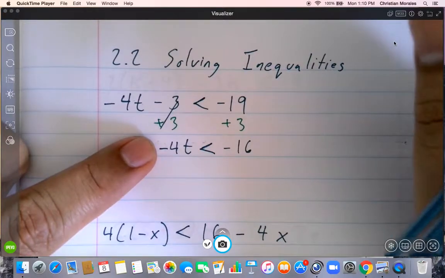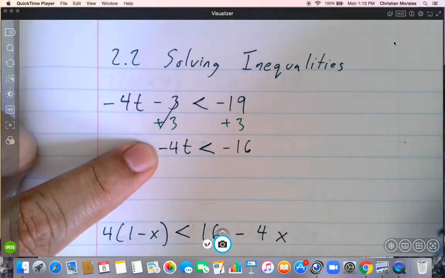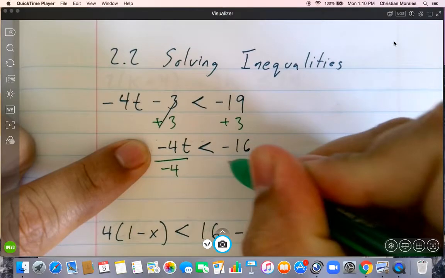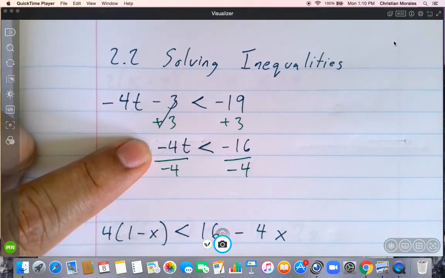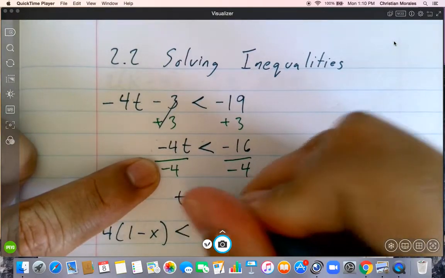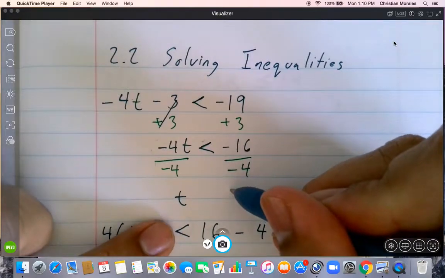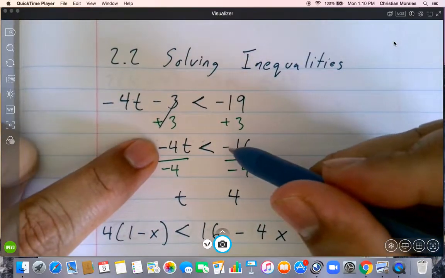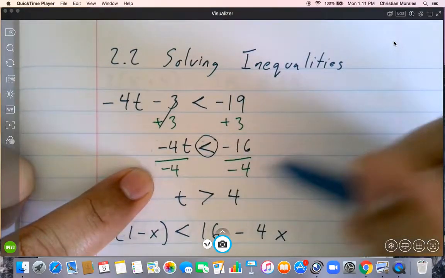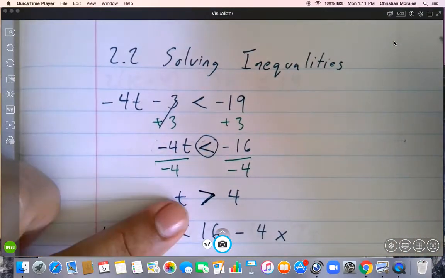If I was going to divide with a +4, nothing changes. But because I'm dividing by a -4, when you divide by a negative number, the signs are going to change. This -4 divided by -4 is going to make a +t. This -16 divided by -4 is going to make +4. Now, when the signs change, this sign flips. It also changes. So guys, the answer for this problem, t is greater than 4.